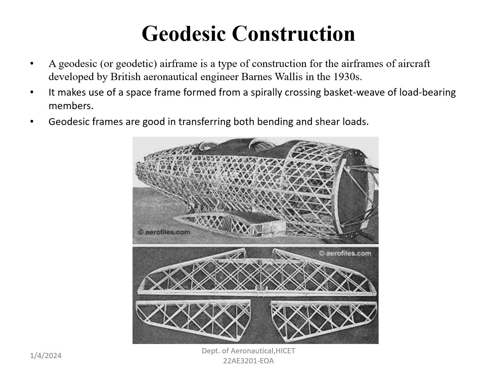The last one is geodesic construction. This is a geodesic construction that was used in British aircraft during the 1930s. Nowadays we are not using this one. If you see this, you can see the spirally formed formers and frames. This is capable of carrying both bending and shear loads, but this large number of frames may cause more weight. That's why we are not using this type of construction nowadays.